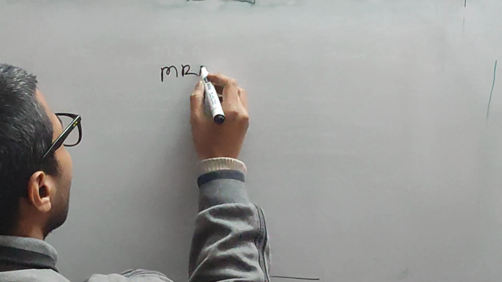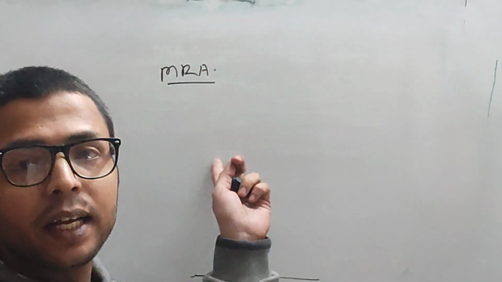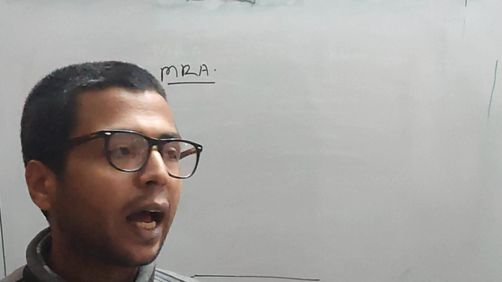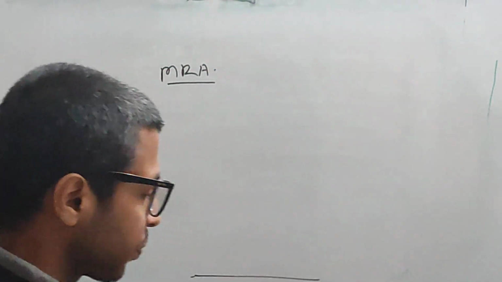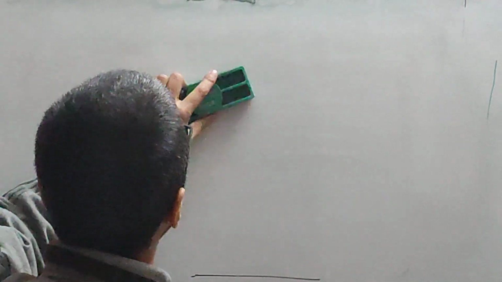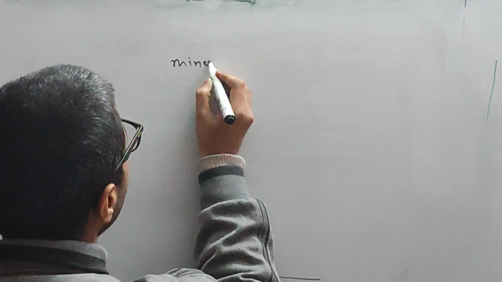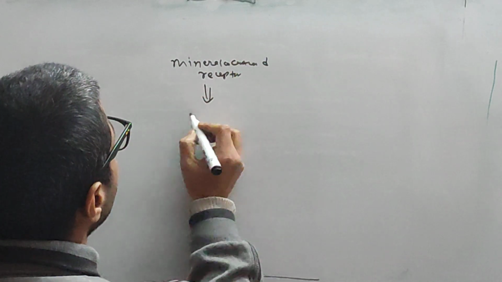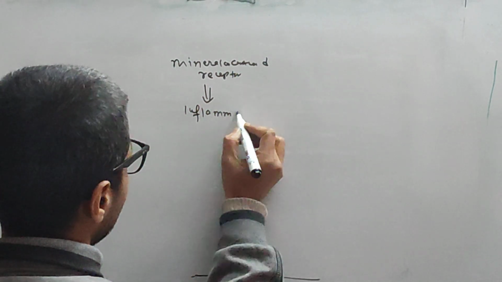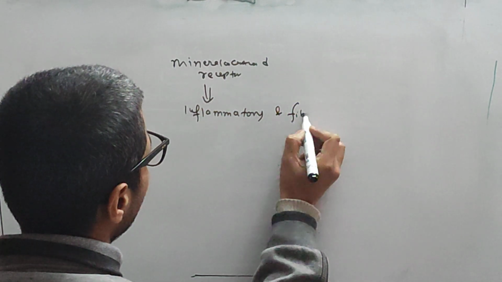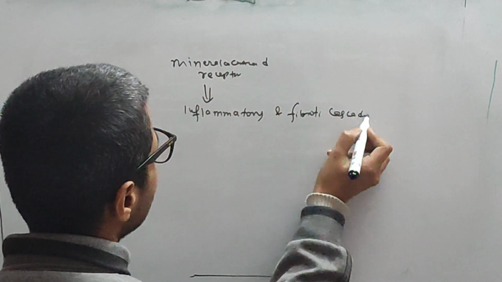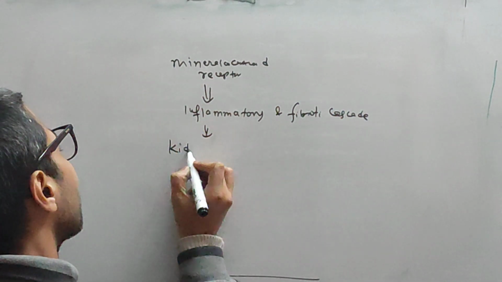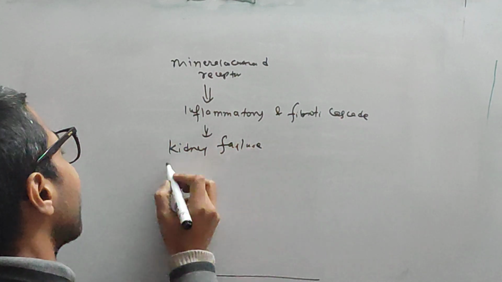So what is the effect of the mineralocorticoid receptor in the pathophysiology of diabetic kidney disease? If you block this receptor with MRA, then that pathophysiology will be halted and the consequences can be prevented. When there is activation of the mineralocorticoid receptor in patients with diabetic kidney disease, it leads to an inflammatory and fibrotic cascade. And this cascade ultimately leads to kidney failure and heart failure.